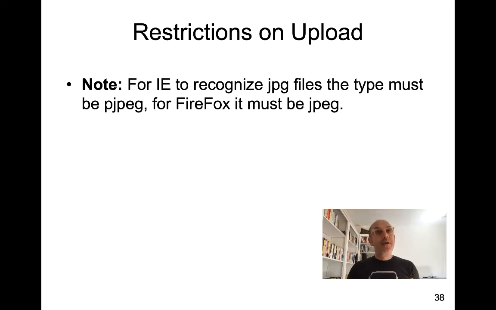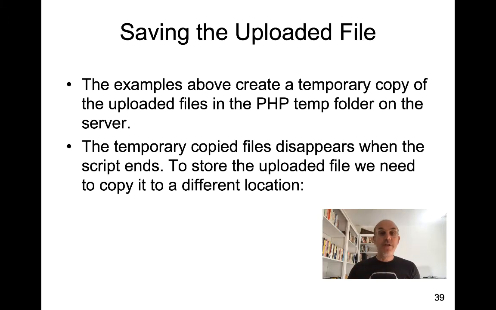For Internet Explorer of Microsoft to recognize the JPEG files, the type must be PJPEG. Over Firefox it's called JPEG. Something, again, restriction that is often used. Saving the upload file, and this is something that, again, this is really important and something that it applies to.